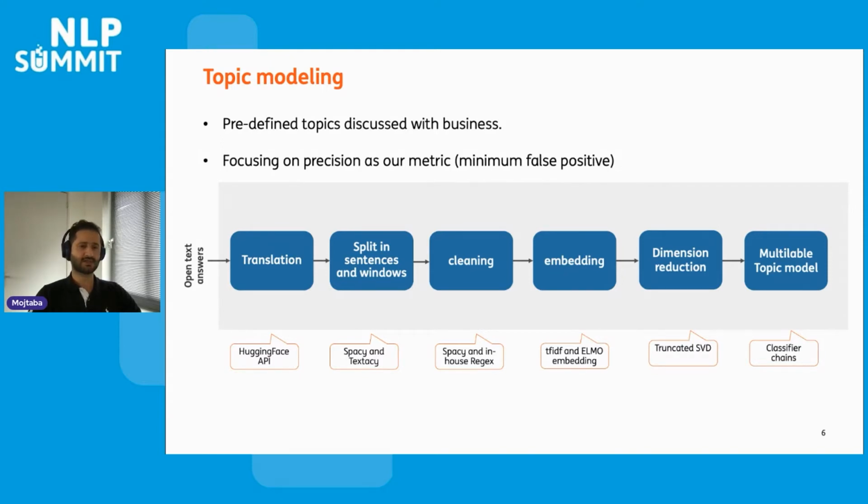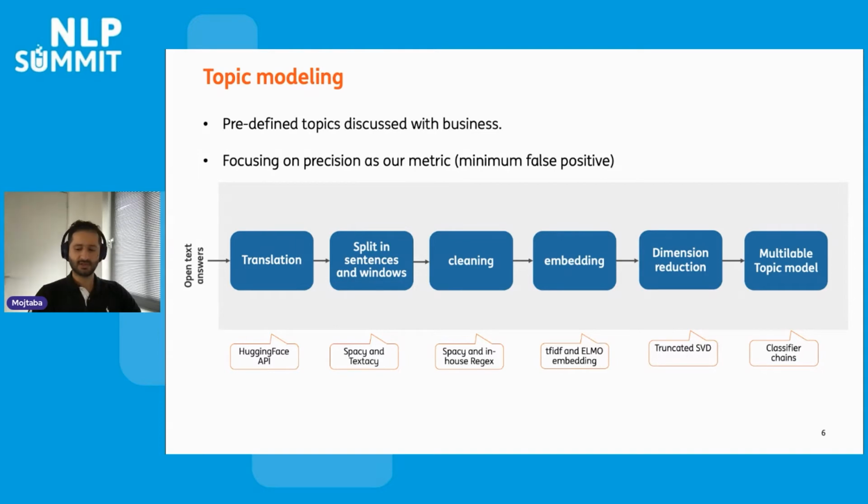The second thing is that our metric for our model, especially our topic model, is precision, because we want to minimize false positives. This differs from domain to domain. When you are working in the HR domain, they are pretty sensitive about how your model performs. So that's why we try to be as conservative as possible, with minimum false positives.